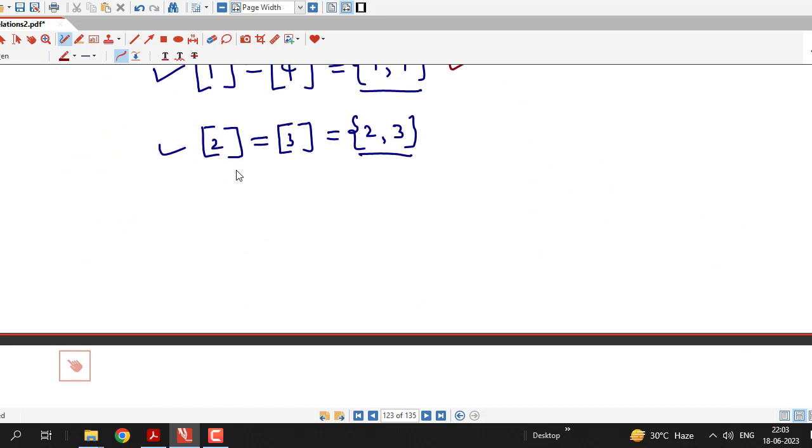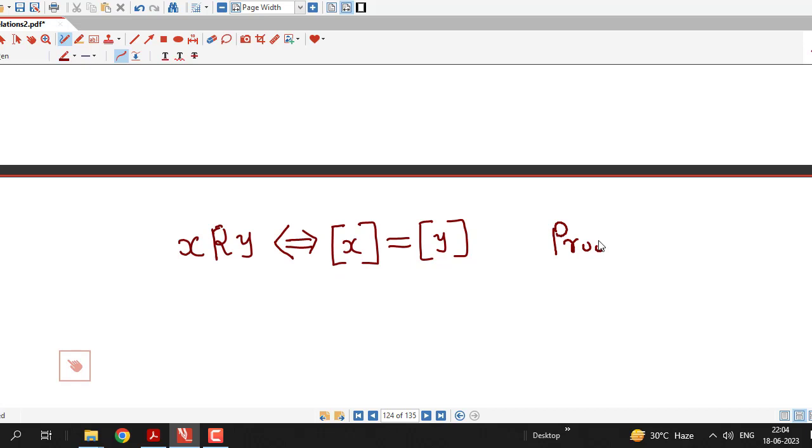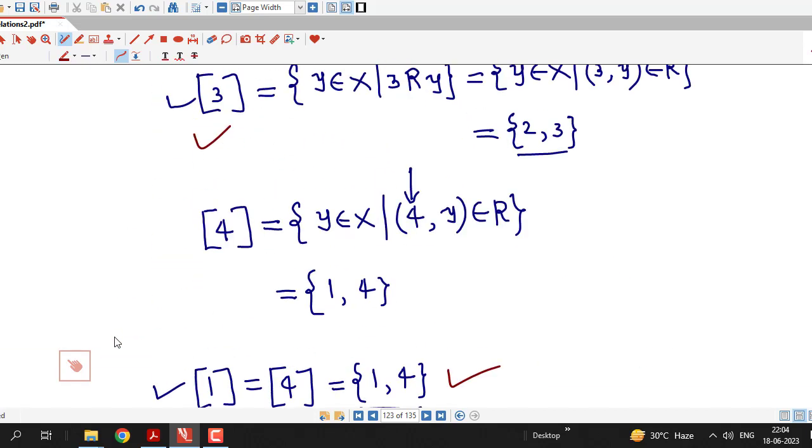So from this we can see that if two elements are related to each other, if X and Y are related, then equivalence classes generated by X and Y are always equal, and the converse is also true. We are not going for the proof of this result, but this is always true for any two elements which are related. If two elements are related to each other via relation R, then equivalence classes generated by those two elements are always equal. This is the first property which we have observed using this example.